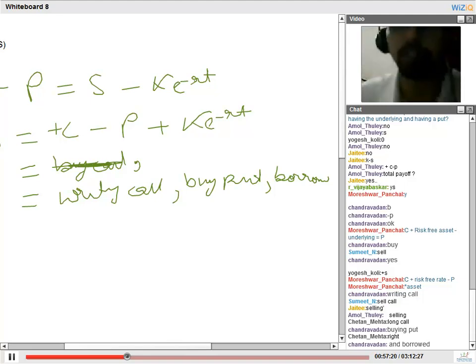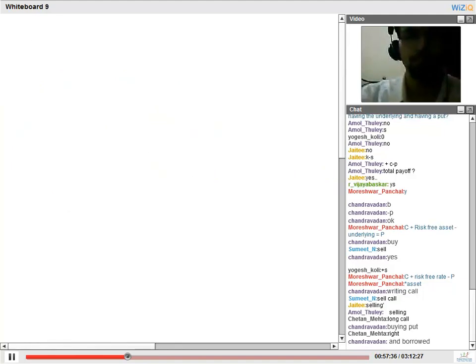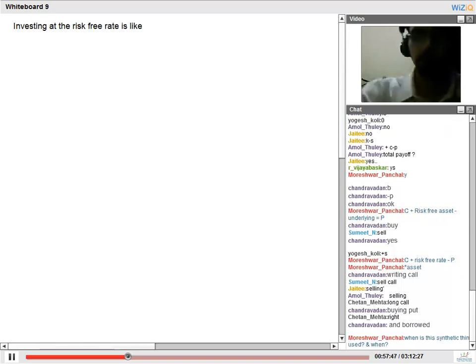This is called a synthetic position. Instead of shorting a stock, you could have created a synthetic short stock position by doing the equation on the right side. Do one last, guys. Investing at the risk-free rate is like. Question asked is, according to the put call parity, investing at the risk-free rate is like. Please answer the question. I'll tell you when these synthetic positions are used.